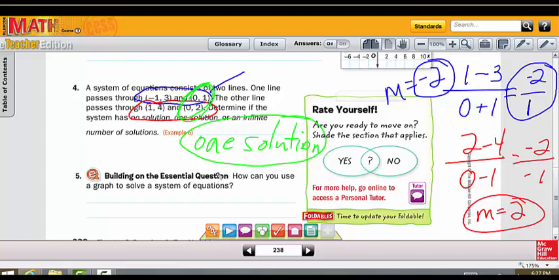Lastly, question number 5, building on your essential question. How can you use a graph to solve a system of equations? And really, that's quite simple. You use a coordinate plane, and you graph one of those equations, and then graph another of those equations. And if they're parallel, you will have no solutions. If they are the same line, you have infinite solutions. And if they intersect just once, you can find that solution at the intersection.